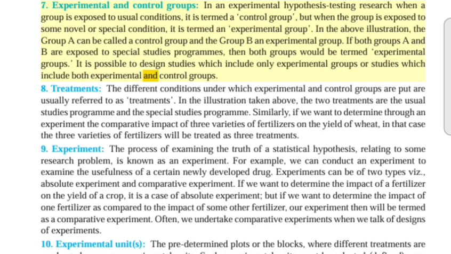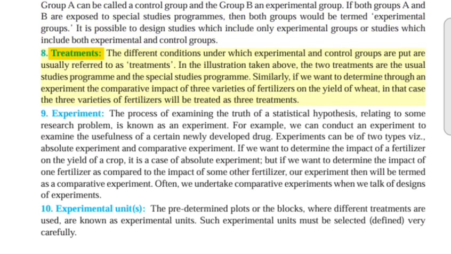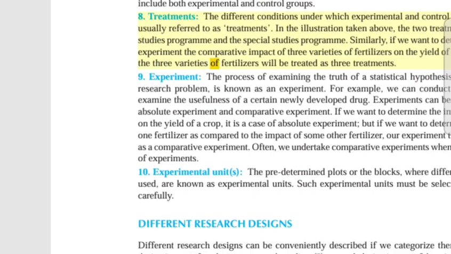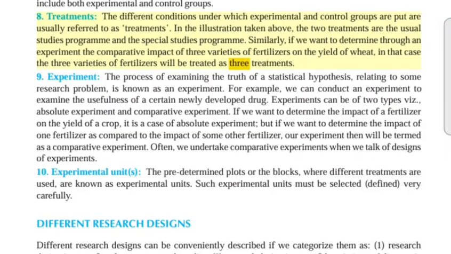8. Treatments. The different conditions under which experimental and control groups are put are usually referred to as treatments. In the illustration taken above, the two treatments are the usual studies program and the special studies program. Similarly, if we want to determine through an experiment the comparative impact of 3 varieties of fertilizers on the yield of wheat, in that case the 3 varieties of fertilizers will be treated as 3 treatments.